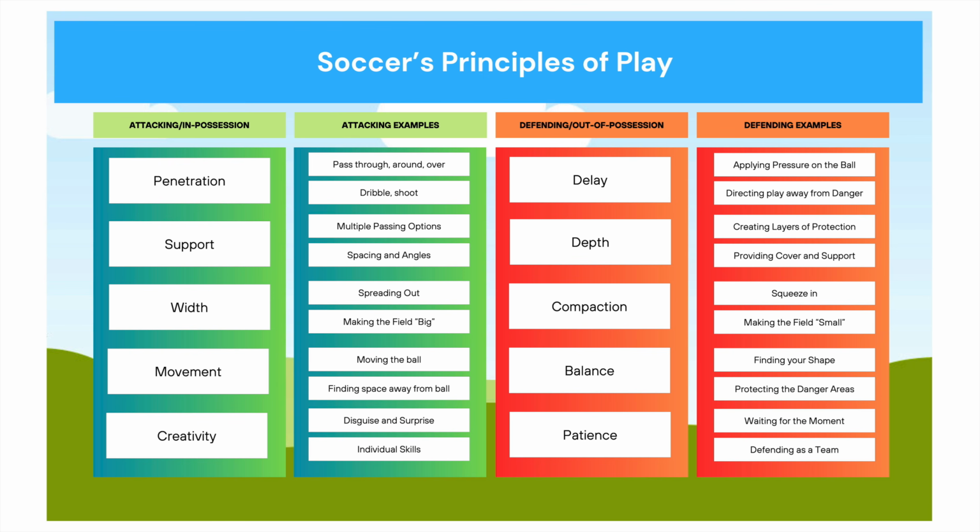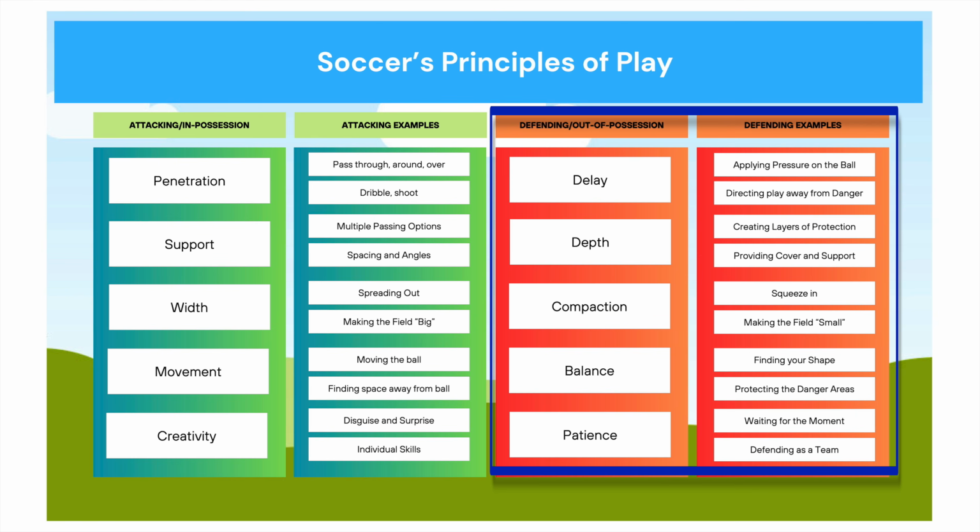When we talk about defending, the typical out of possession principles of play are obviously to delay, to slow down that team from making progress towards your own goal. Having depth, having multiple layers, having compaction, making the field small by bringing your players into an area to make it hard to play through. We need to have balance so that if one player has lost their 1v1 battle, we have somebody else that can come in and take care of that.